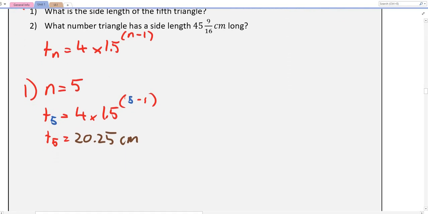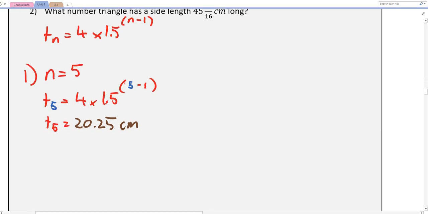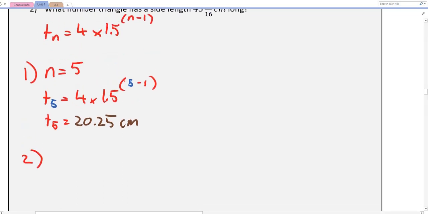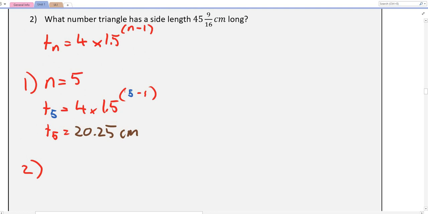Let's do question 2. Which number triangle has a side length of 45 and 9/16 centimeters long? What does that number represent? 45 and 9/16 centimeters. Not Sn. Tn. Sn is only if we're adding up all of the terms, which in this one we're not doing. So it would be Tn. So Tn equals 45 and 9/16.